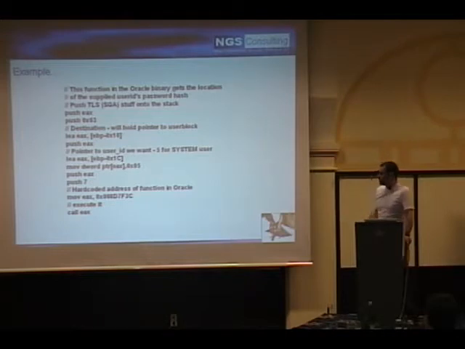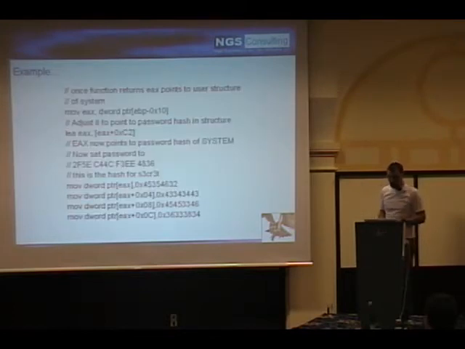So once we call EAX, essentially, we should have a pointer back to the user structure for the system user. We then make some modifications to that. So 0xC2 bytes into the structure, we get the beginning of the password hash. So this here is the password hash, and that's the password hash for the system user when it has a password of secret like that. So we then overwrite the extant password hash essentially there.